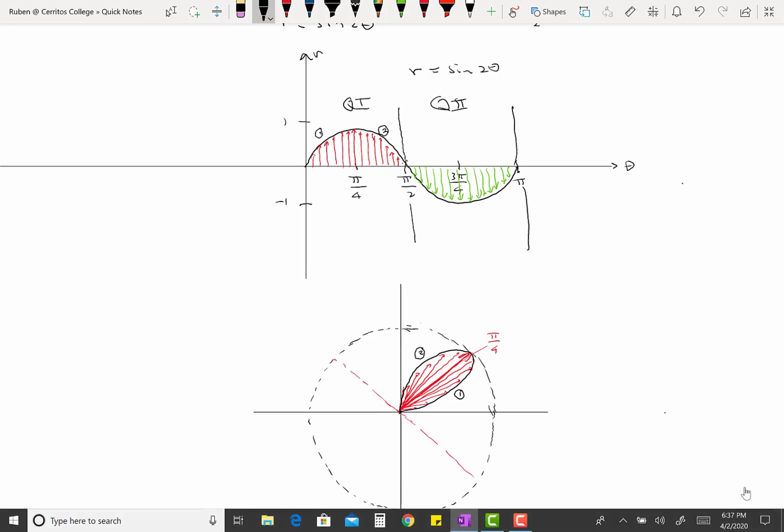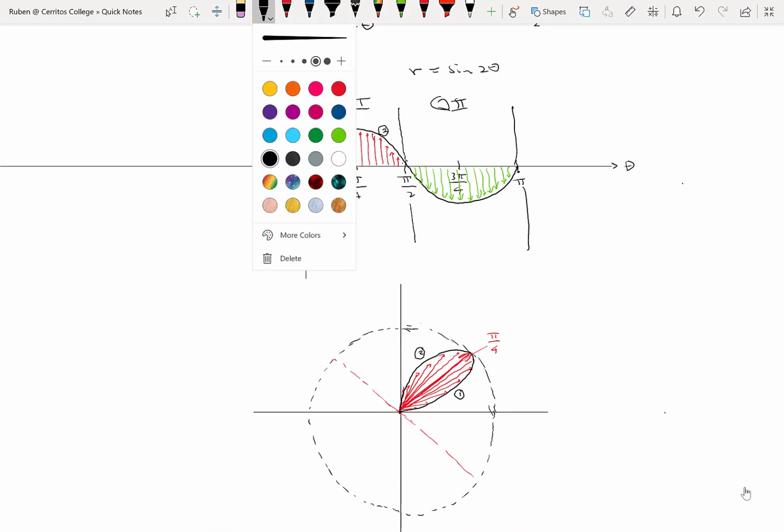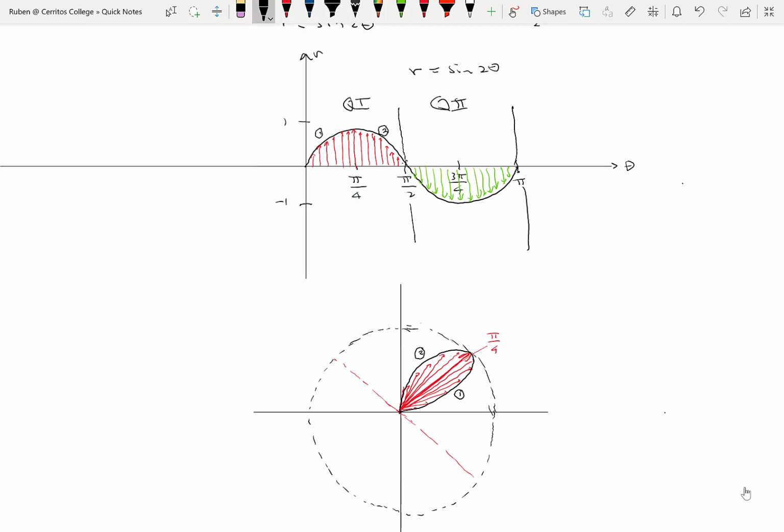If they went from 0 to +1 and back to 0, we would get a graph in the polar plane that looked like this, from 0 to 1 back to 0. But that's not what happens. As theta varies between pi over 2 and pi, the r values vary from 0 to -1 back to 0.